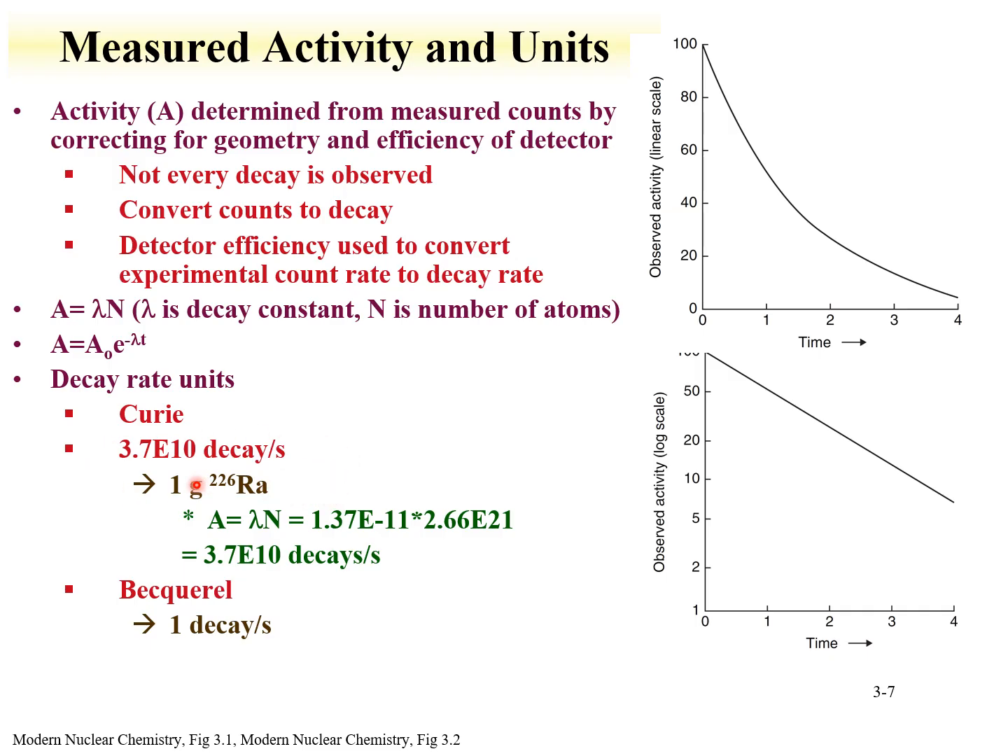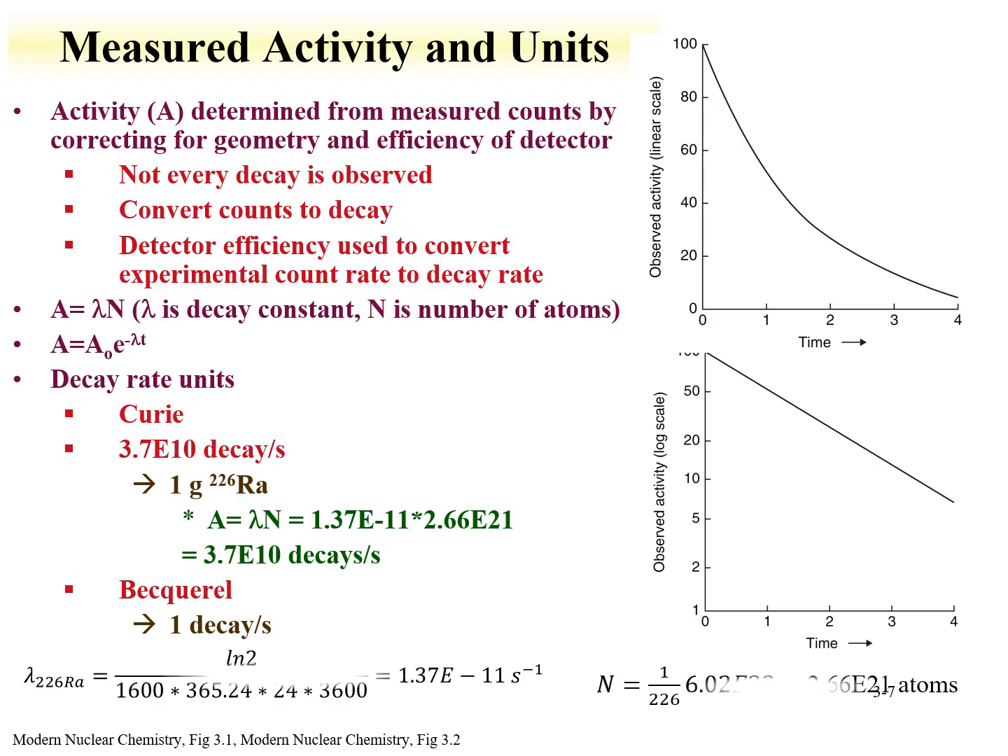If I calculated the number of atoms in a gram of radium-226, so 1 divided by 226 times a mole, times the decay constant, which is log 2 divided by the half-life of radium-226, which is 1,600 years. That half-life does need to be converted into seconds. I get an activity of 3.7 times 10 to the 10th decays per second. So a Curie, that unit, is based upon 1 gram of radium-226.